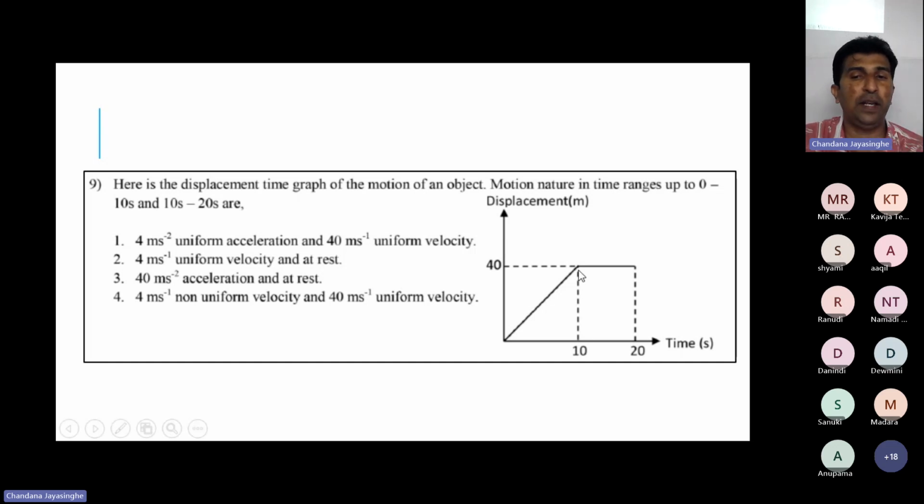And now you are quite familiar. From 10 to 20 seconds, the graph is parallel to the x-axis. That means in a displacement time graph, this kind of graph is called what? At rest. Okay? At rest.